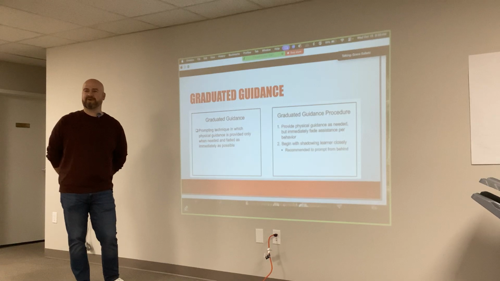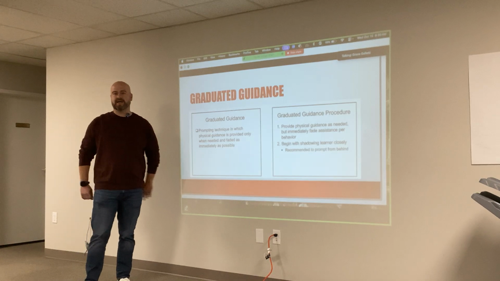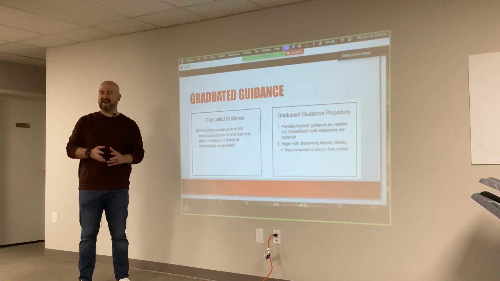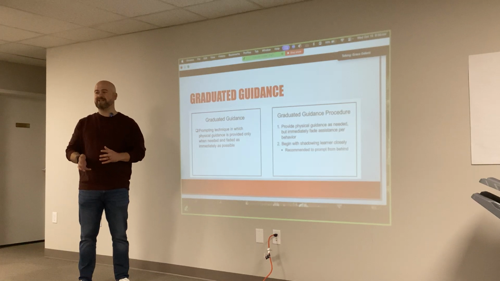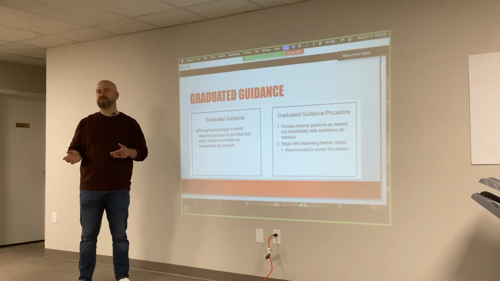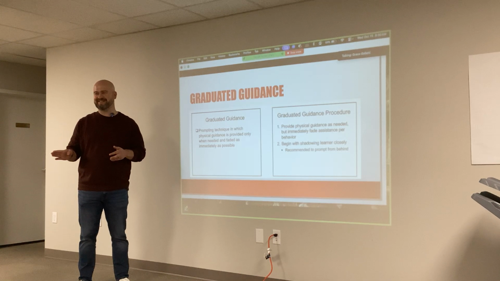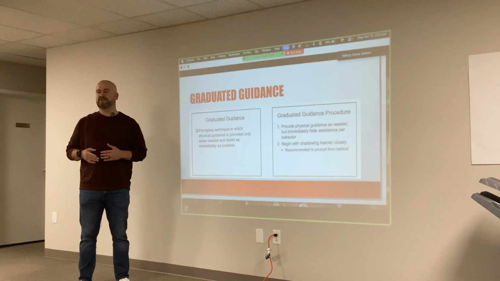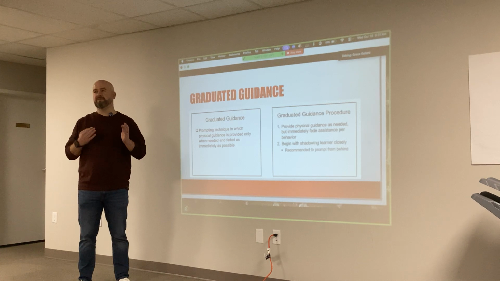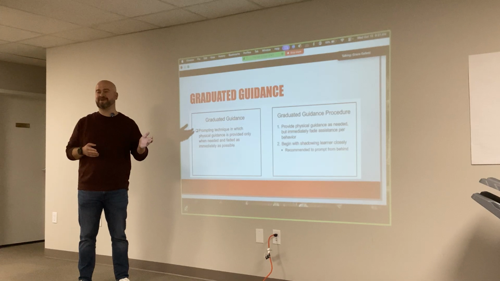The full physical prompt would be me guiding the learner, taking them by their hands and showing them the steps of washing their hands. That could be my full physical prompt. My next would be model gesture, and it's great when you have two sinks, and that's why I like the RBL bathroom, because it's great for model prompting. If I'm teaching someone to wash their hands, which is a super important behavior, especially as we move into sickness season, I can model that behavior at the sink next to them to see if that generates behavior.